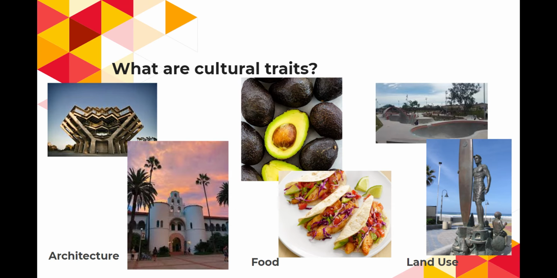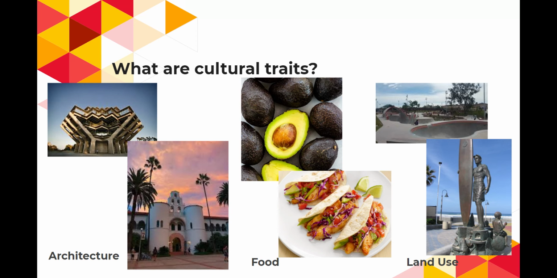Okay, now let's get into some cultural traits. Cultural traits could be anything. It could be architecture, it could be food, it could be land use, the clothes you wear, the television you watch, the music you listen to. These are just a few examples of cultural traits that are kind of obvious and ones that you can see in my community of San Diego, whether it's those college campuses on the lower left, the Mexican food in the center, or even the way we use our land, whether we have skate parks in different parts of San Diego, or monuments to surfing like we have in Imperial Beach.